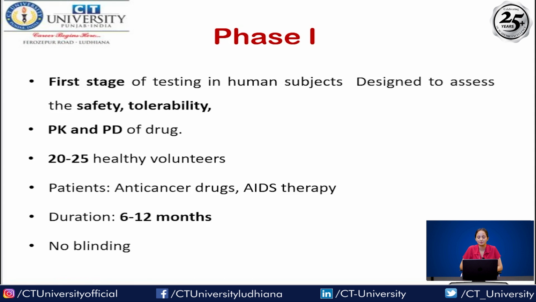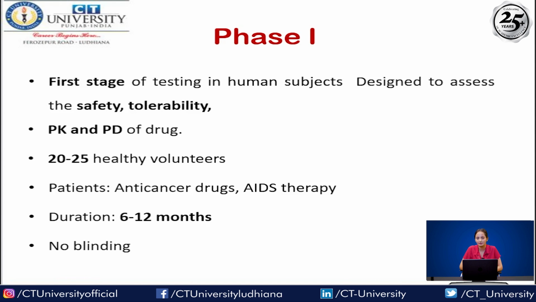Next is phase 1. Phase 1 is the first stage of testing in human subjects, designed to assess safety and tolerability. We take 10 to 20 to 25 healthy volunteers. We go for the PK and PD studies, pharmacokinetic and pharmacodynamic studies of the drug. For example, we take patients suffering from AIDS or cancer, so we use anti-cancer medication and anti-AIDS therapy medications. The duration of phase 1 is 6 to 12 months.